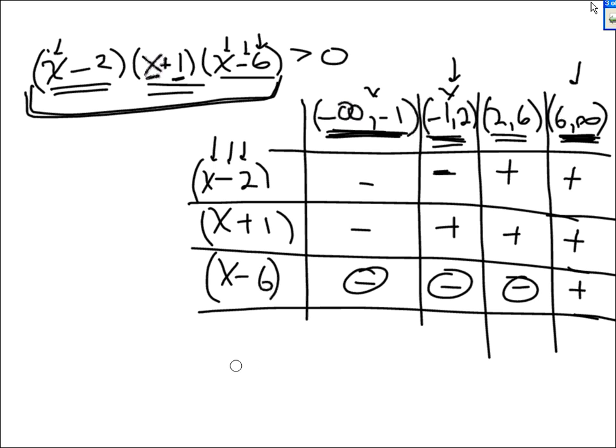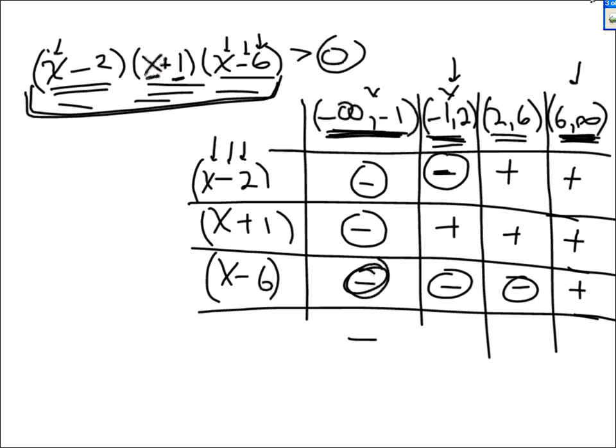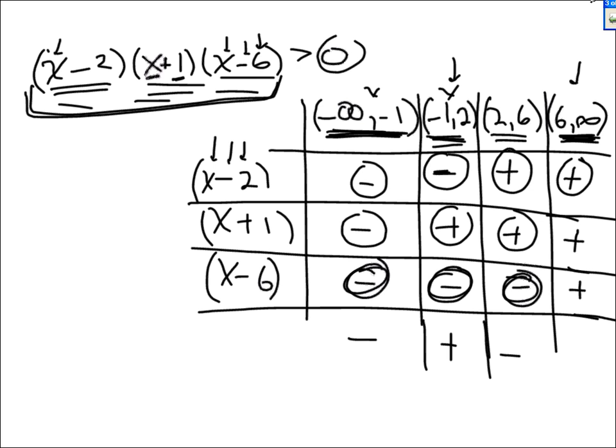So now, I want to know when the product of these three things is bigger than 0. Well, a negative times a negative times a negative is a negative. Odd number of negatives. A negative times a positive times a negative is a positive. A positive times a positive times a negative is a negative. Multiply 3 positives, you get a positive.